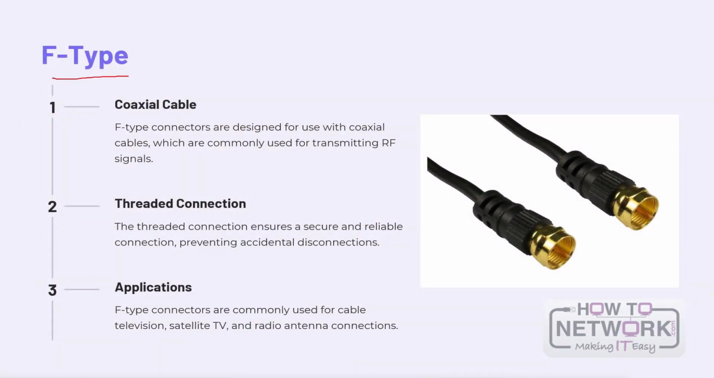Now the F-type, of course, also familiar with this one. The F-type connector is a common type of connector used for coax, right? Coaxial cables. It is a threaded connector that provides a secure and reliable connection. F-type connectors are typically used for transmitting radio frequency signals, such as those used in cable television, satellite TV, and the radio antenna connections. The F-type connectors are designed specifically for coaxial cables, which are used for transmitting RF signals.